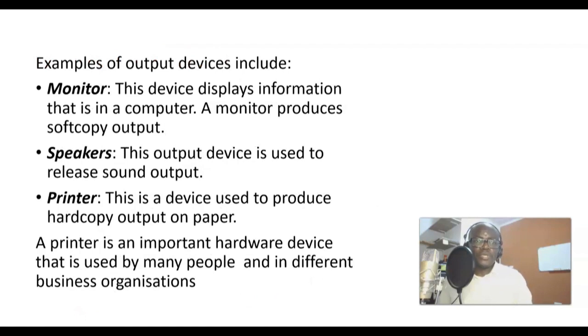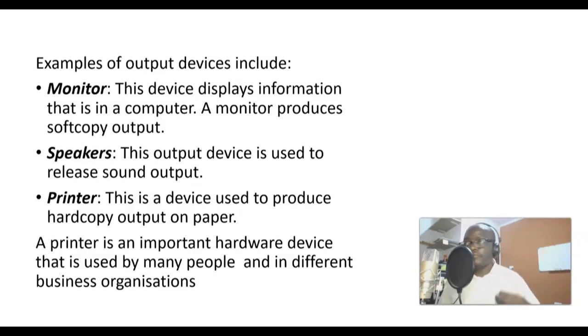Now, let us look at examples of output devices. Examples of output devices include the monitor. This is the device that displays information that is in a computer. Some people call it the computer screen, but its proper name is the monitor. Then you also have speakers. This output device is used to release sound output. Then you also have a printer. This is a device used to produce a hard copy output on paper. Now, a printer is such an important hardware device, and it is used by many people.